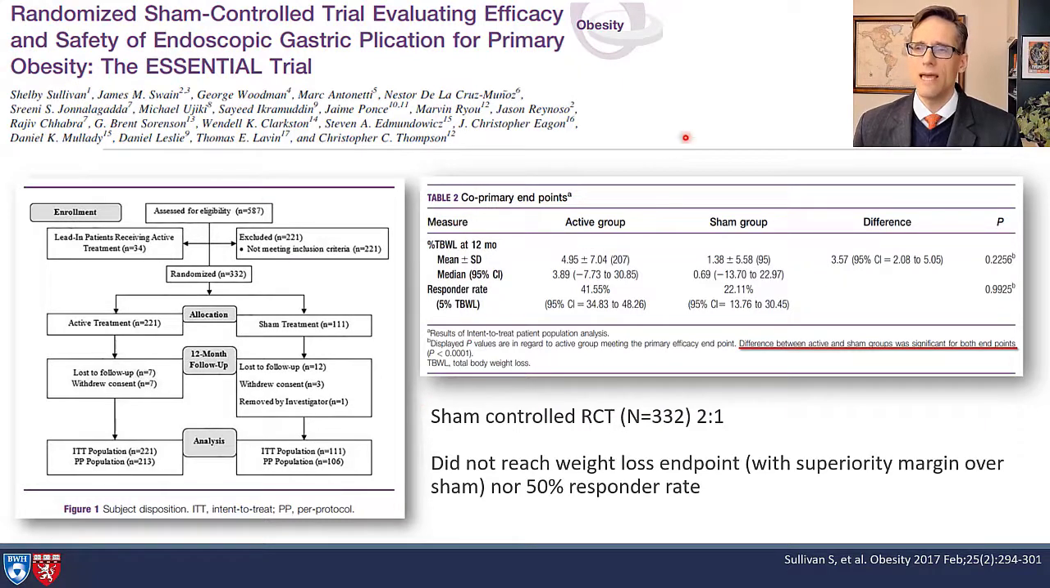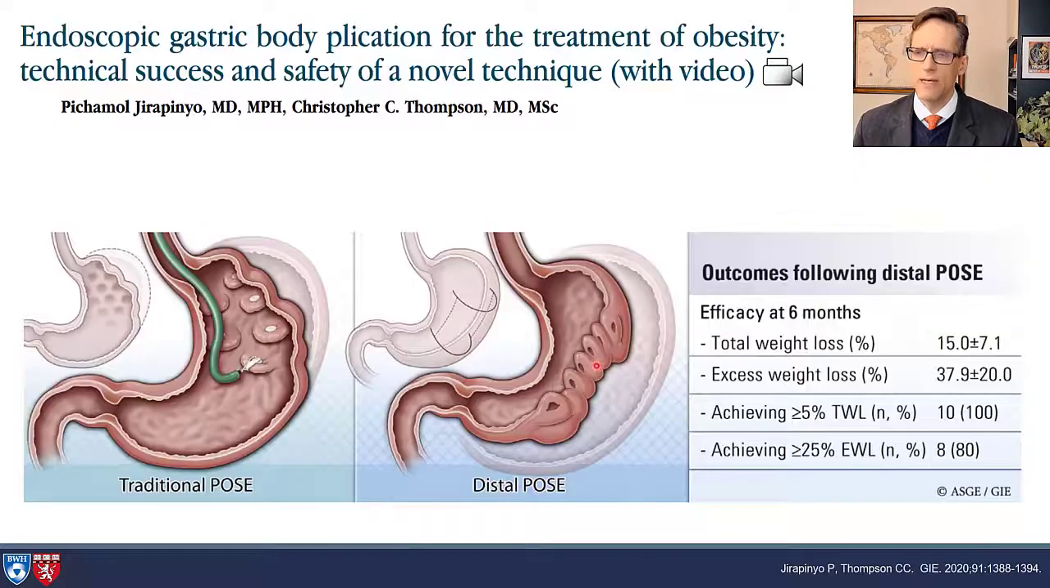So this is a randomized sham-controlled trial that was performed in the United States. You can see the 2 arms here. We had over 300 patients in this, randomized 2-to-1 treatment to sham. And unfortunately, this did not meet its endpoints with a total weight loss of nearly 5%. So focusing on the fundus wasn't a great idea.